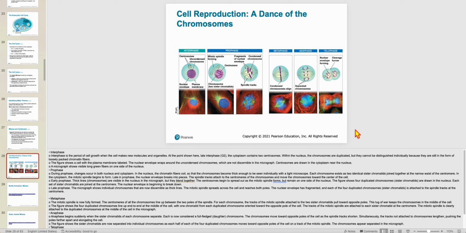But why is it not officially part of mitosis? Because mitosis is the separation of the genetic material, and cytokinesis is the physical separation where we actually take these two cells and split them apart.